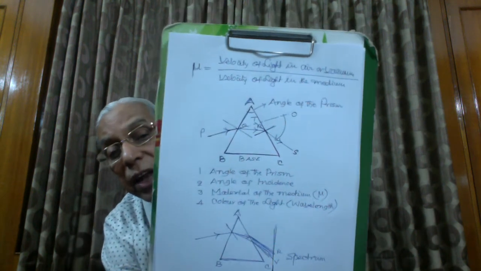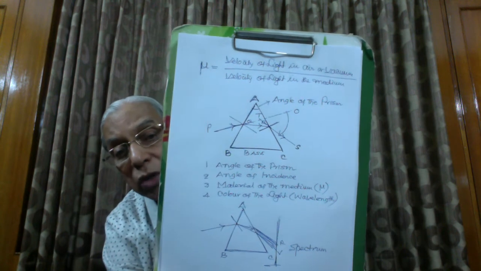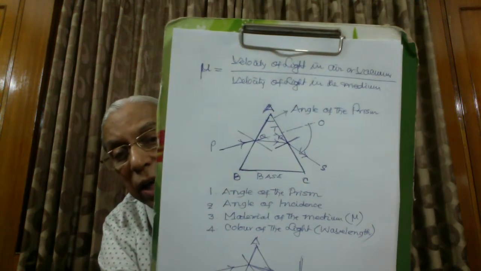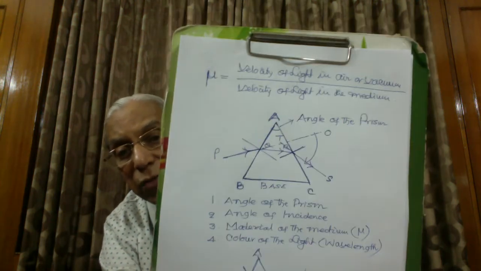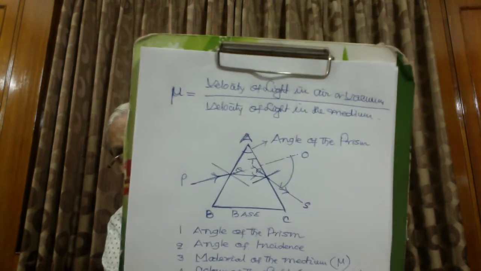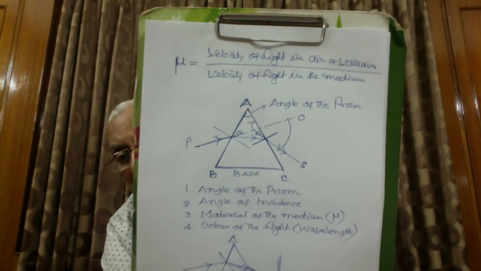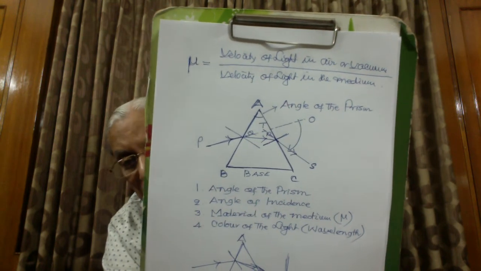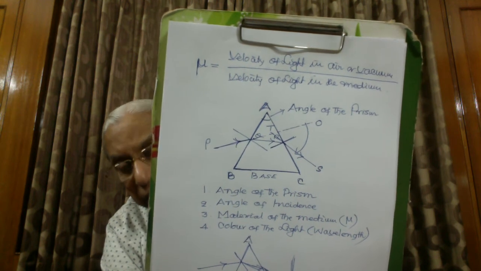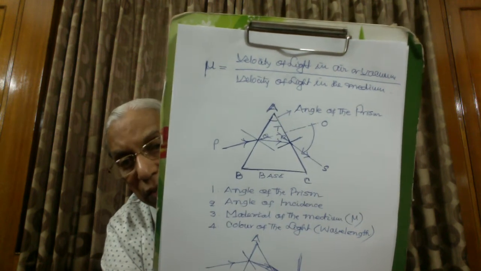How to find out that angle of deviation? You produce the incident ray forwards and the emergent ray backwards. The angle formed between them is called the angle of deviation. In the figure, it is called OTS. See that? OTS is called the angle of deviation. That is the angle through which the original path has been deviated.